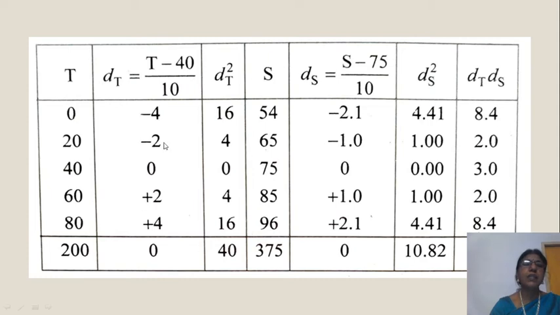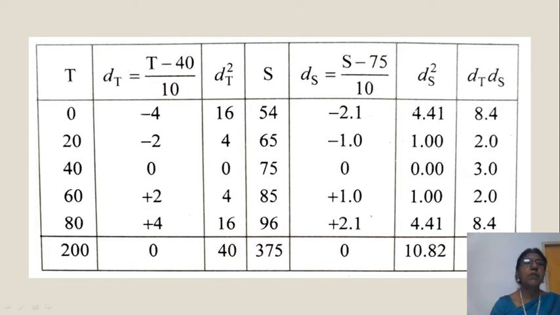Then dt minus 2 into minus 1. You get the product 2 into 1, with minus minus, plus 2. Then 0 into anything is 0. Next one, 0.0. Then 2 into 1 is 2. 4 into 4, you get this one.